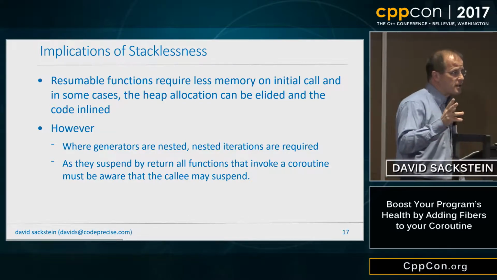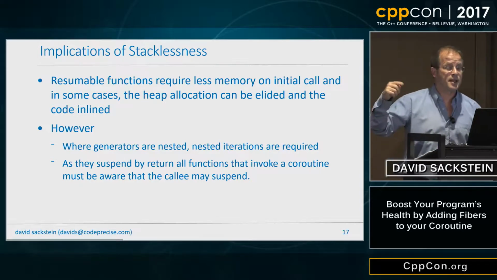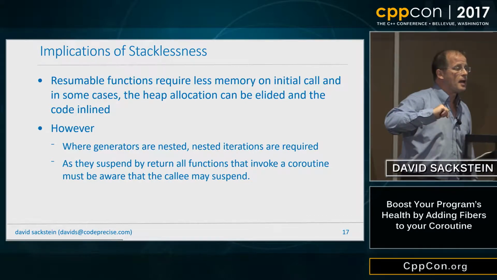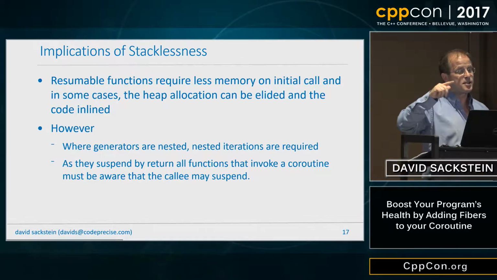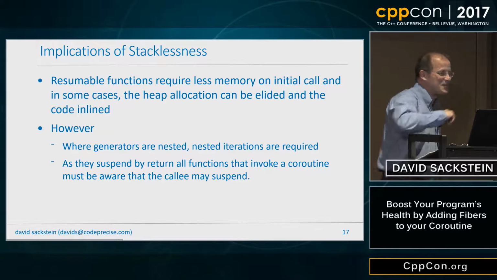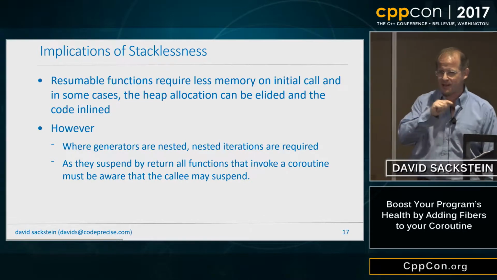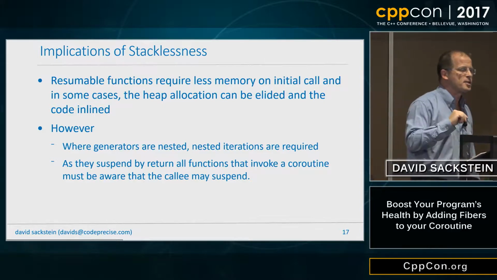However, the limitation is that when generators are nested, iterations are required. That's something we've just seen. And as they suspend by return, all functions that invoke a coroutine must be aware that the caller may suspend. And that's another point that I'd like to make about the differences between the two.